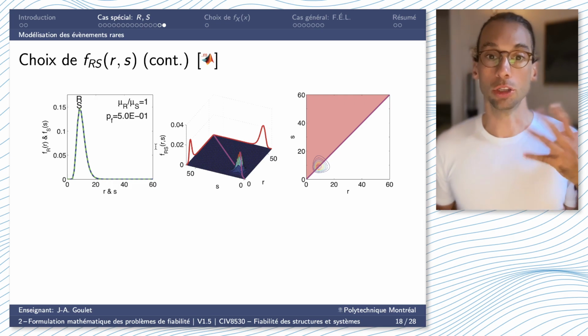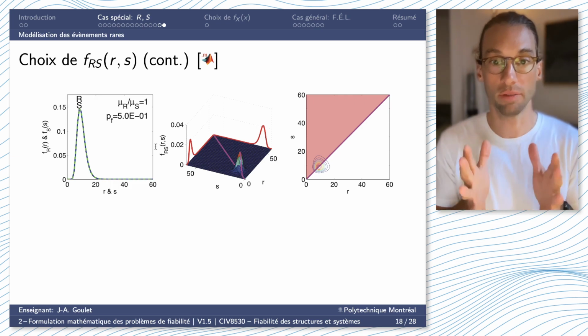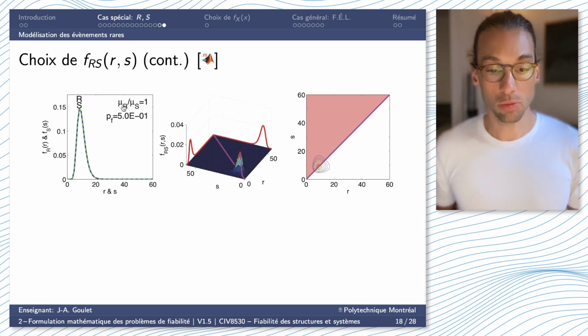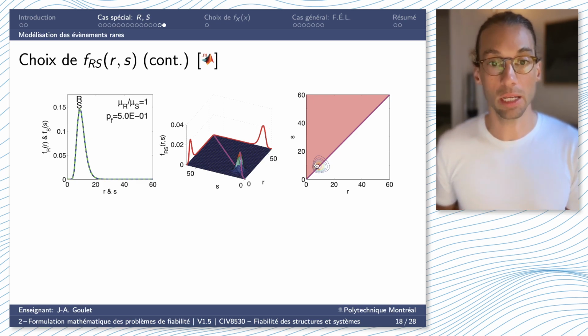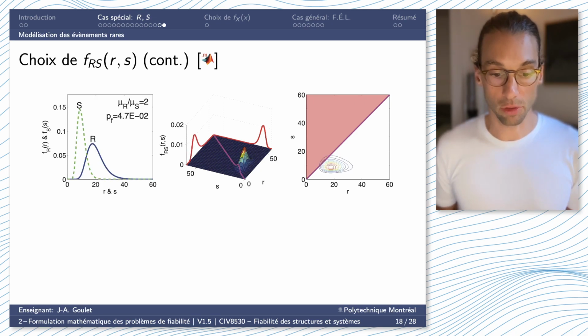So if we look at this problem in a multivariate space, I'm going to assume right now that the ratio between mu r and mu s is 1. So both have the same value, and we can see that both probability density functions simply overlap. If we look in a multivariate domain, it would look somewhat like this. My joint PDF is just centered on the boundary between my failure and my survival domain, such that the probability of failure is 0.5. 50% of the PDF is in the failure domain, 50% is in the survival domain.